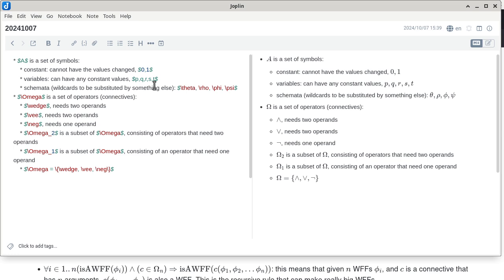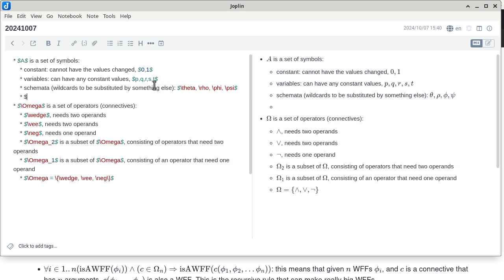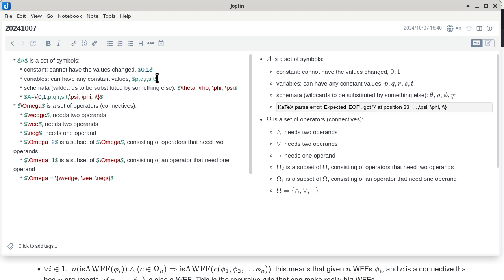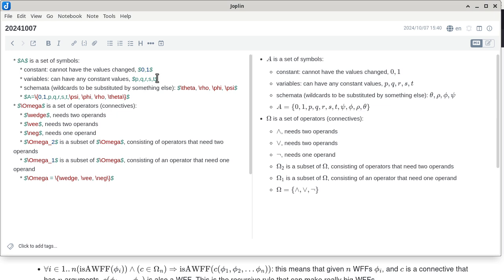Between alpha and omega, let me go back to the discussion of alpha because I want to give you an example of what we typically want to include in alpha. So we have the two constants 0, 1. We typically have a bunch of letters from the English alphabet, all lowercase. So P, Q, R, S, T. And then we have some Greek symbols. I typically use psi a lot, also a little phi, and also rho. If you want to include theta, that's fine. And so on. Are we doing okay so far?